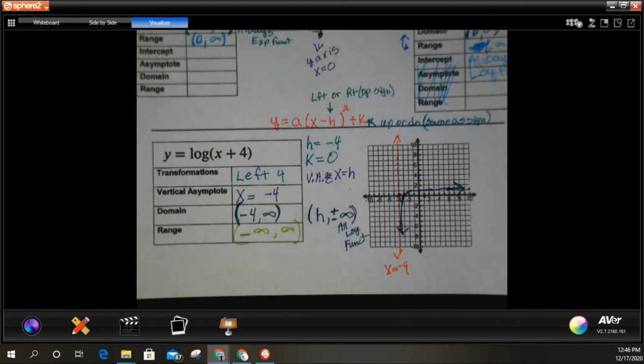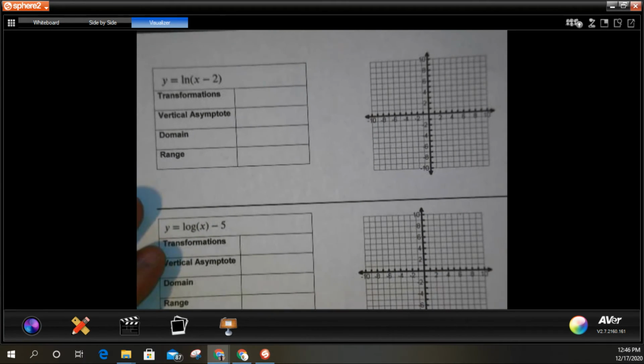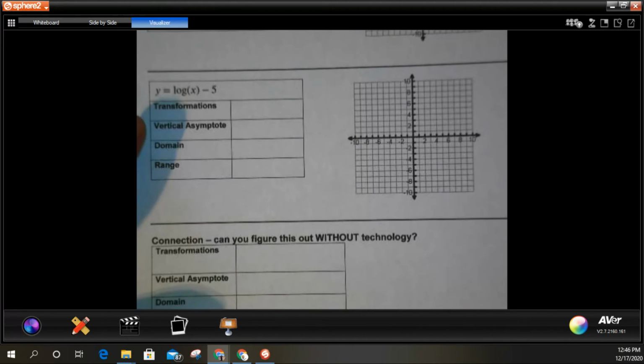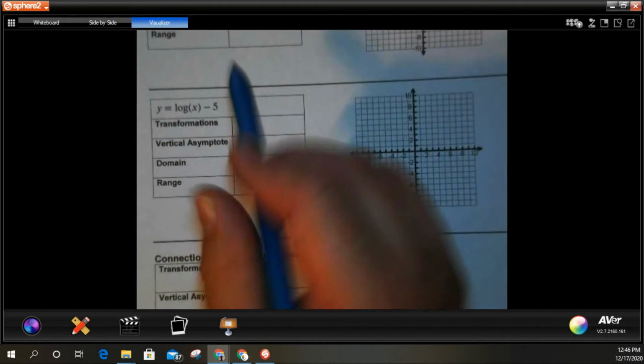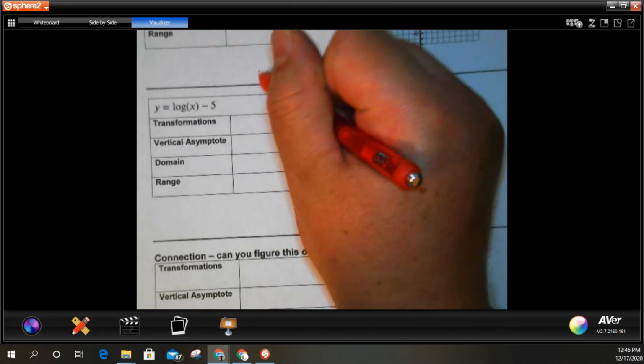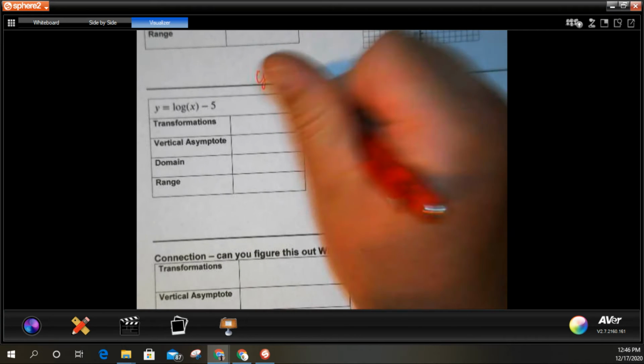A couple more examples. Natural log. Tell you what, let's do the bottom one first because that's common log, and then we'll go back and do the natural log. So here, again, got to watch the formula here. y equals a log, oops, I forgot my log, log of x minus h plus k.